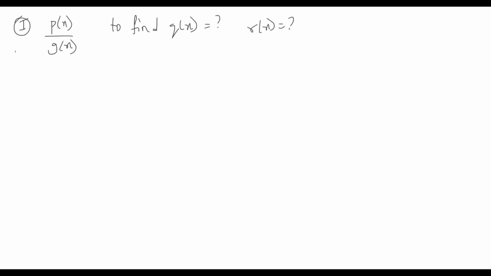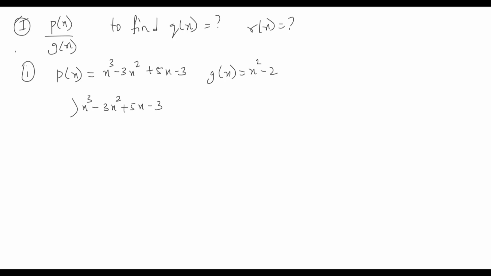Now the first sum is given as p of x is equal to x cube minus 3x square plus 5x minus 3, and g of x is given as x square minus 2. So let's divide the following problem. Here p of x should be taken inside, that is the dividend, which should be divided, and the divisor is taken here, x square minus 2. So what you have to do is follow the procedure which I taught in the example.